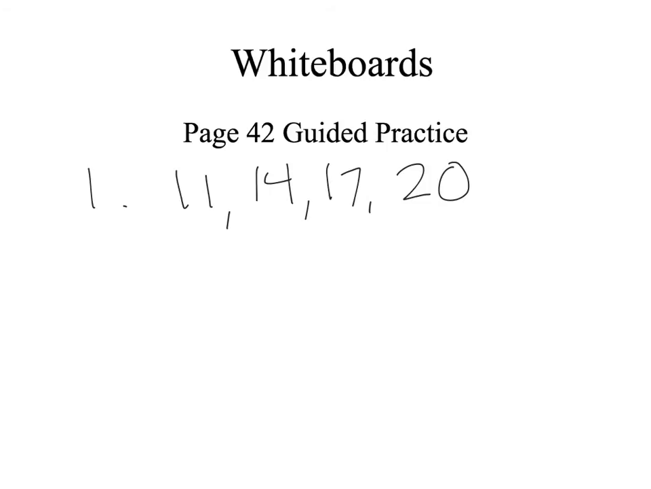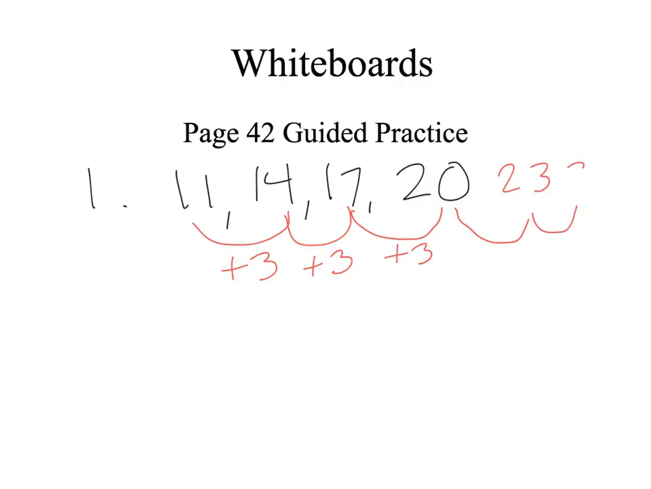Well, since we're going from a small number to a larger number, that means that we're going to be either adding or multiplying. So if we go from 11 to 14, we know that we added 3. From 14 to 17, again we added 3. And then to get from 17 to 20, we had to add 3. So if we continue the pattern, we would add 3 to 20, which would give us 23. Another 3 would give us 26, and another 3 would give us 29. So then the rule would be plus 3.